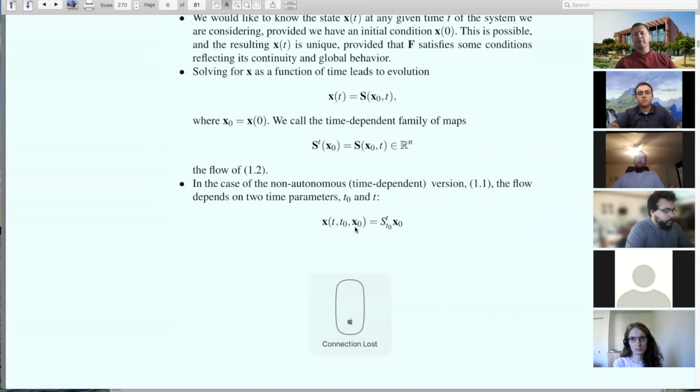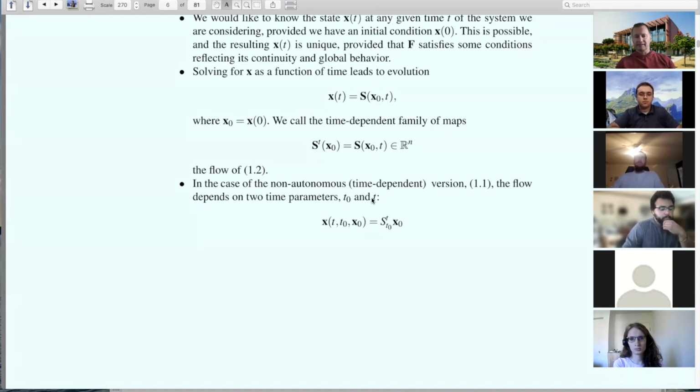If we have time dependence, then that flow here should be labeled with 2 instances of time. So you start at x0 at t0, and you land at time t at some other position, which we labeled with x of t, t0, and x0. So this would be the non-autonomous version.